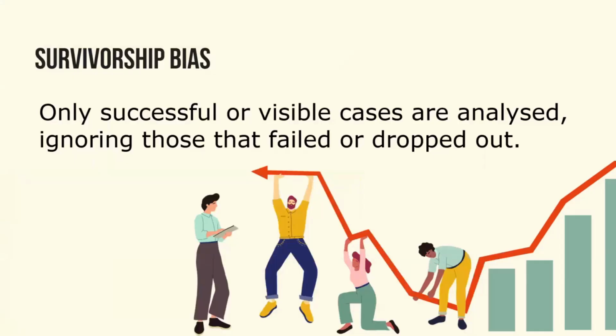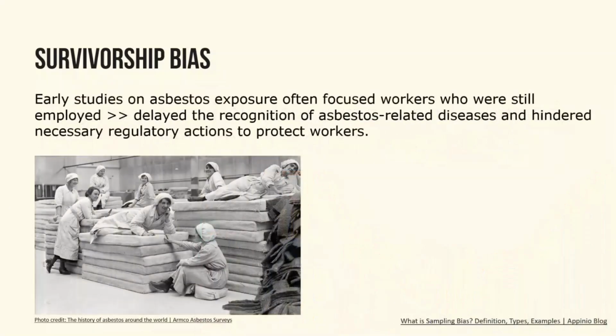Next up is the survivorship bias. This is where only successful or visible cases are analyzed, ignoring those that failed or dropped out. A very good example of survivorship bias is the early studies on asbestos exposure. Those early studies would only focus on workers that were still employed and still healthy. Those who had already died from asbestos exposure illnesses, or were not working anymore because they were ill, were not taken into consideration.